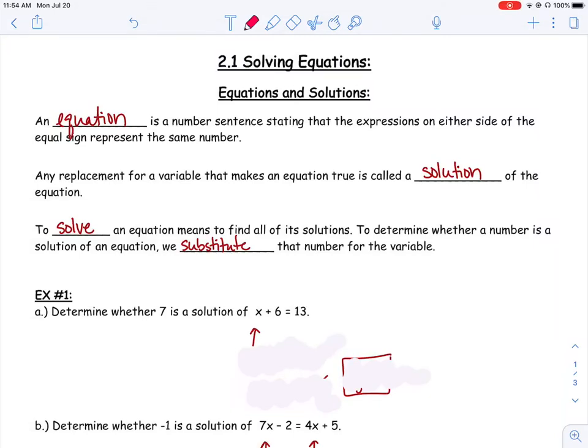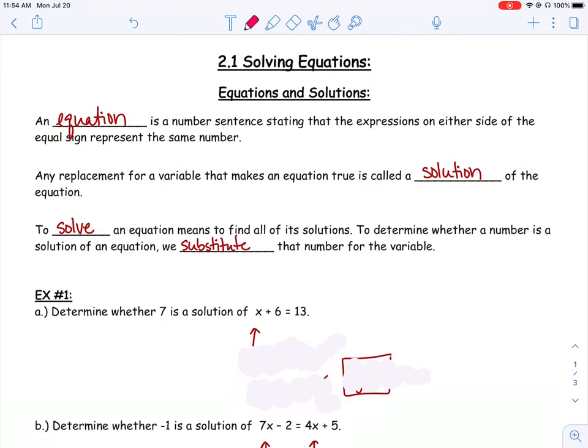All right, we're going to start chapter 2 now, where we're going to be getting into some fun stuff, I think, of algebra, where we're going to be solving equations and inequalities. So in 2.1, we're going to be starting off with some basic solving equations, and then we're going to get more complex as we go through the different sections.